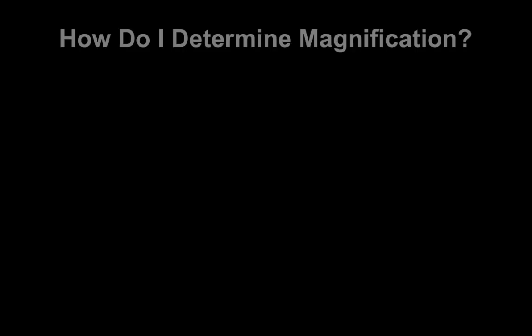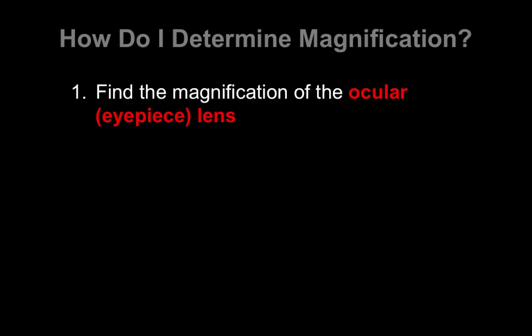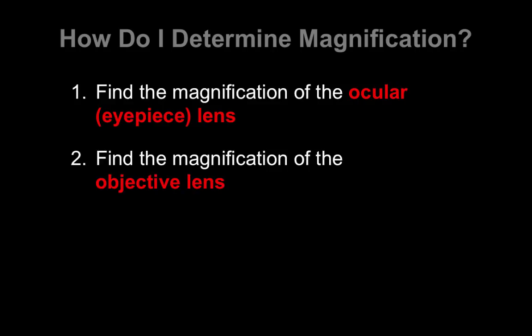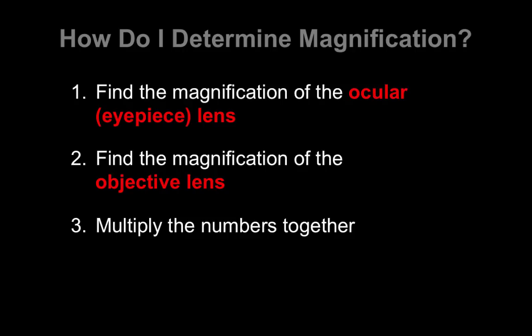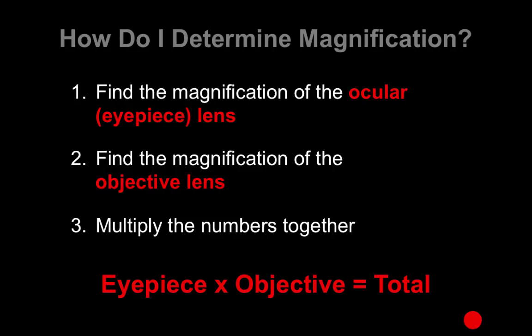So the next thing we've got to look at is how do you actually determine the magnification? So what you're going to do is you're going to find the magnification of the eyepiece. Then you're going to find the magnification of the objective lens, and these are both written on the lenses. And then you're just going to multiply the numbers together. So the total magnification that you're looking at is the eyepiece times the objective.